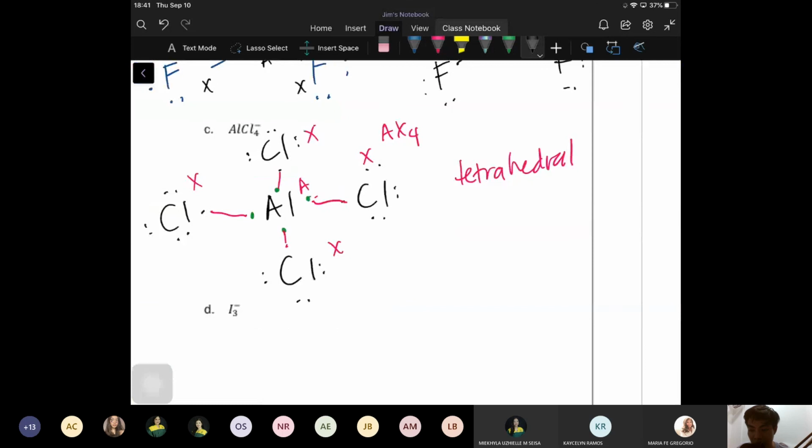Sir, how do I draw that? You draw your central atom, aluminum, Cl, then the 3 standing, like a microphone stand at the bottom, Cl. So that's tetrahedral. So when it's tetrahedral, the shape is like a microphone stand.